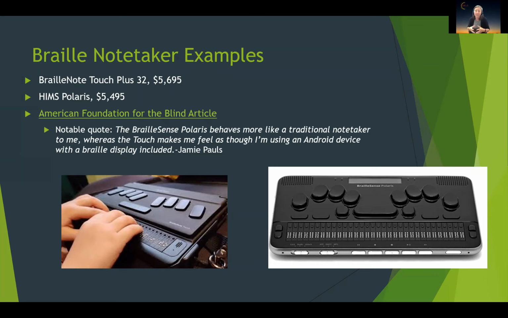So, really great quote to summarize the difference between these two devices. The Braille Sense Polaris that you can see on the right has a tiny screen that displays print, but you can hook it up again into a larger screen to see what's actually going on. And as a teacher, that was a really important feature for me when I was teaching a student how to use the BrailleNote Touch Plus, being able to see what's going on, to help me problem solve alongside that student.